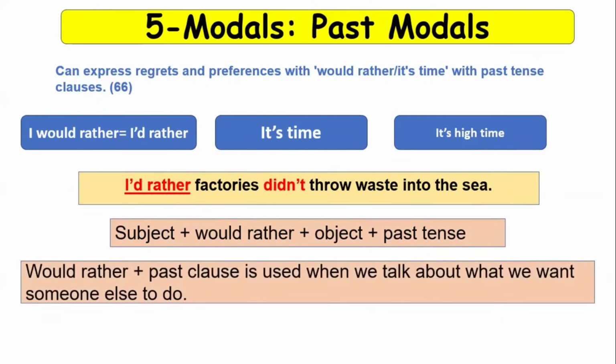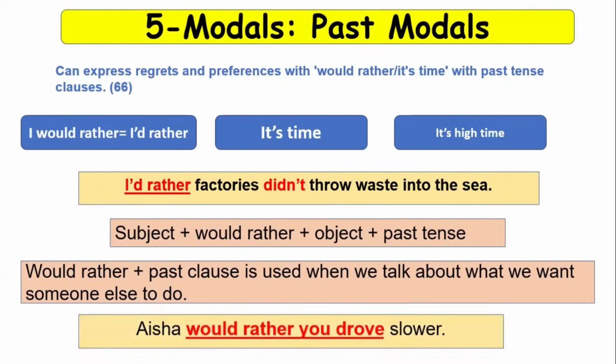Usually we use this when we want to talk about what we want someone else to do. Someone else here is like the factories. We will have more, of course, examples. Aisha would rather you drove slower.